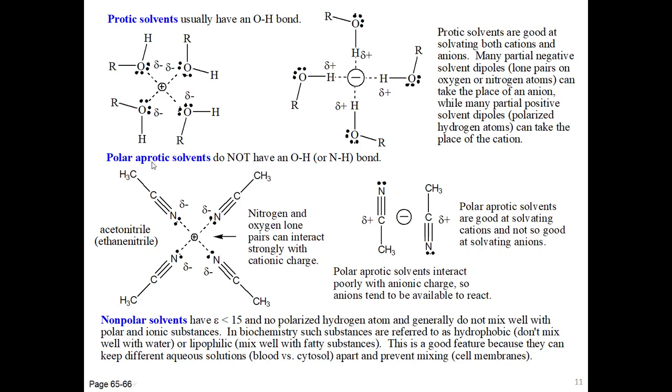Now, a polar aprotic solvent is going to have, remember, the dielectric greater than 15, so it's polar. So here's our acetonitrile again, ethane nitrile. It has a very partial negative end on this sp nitrogen here. Okay, so that should interact very strongly with any cations. And in fact, this interacts more strongly than water does. So there's actually more energy released by this interaction with acetonitrile.